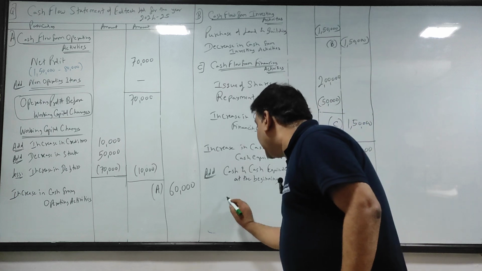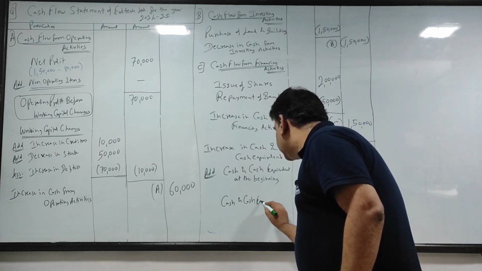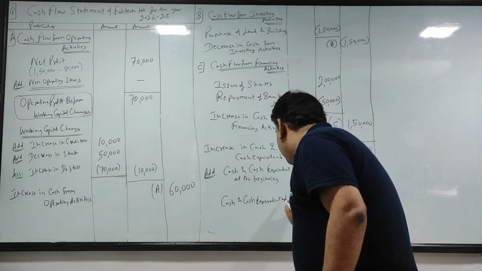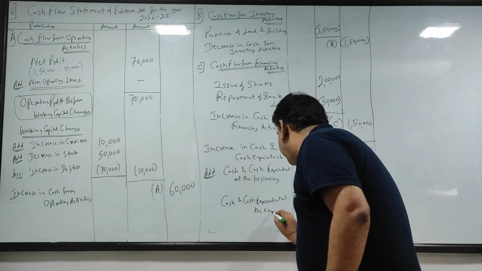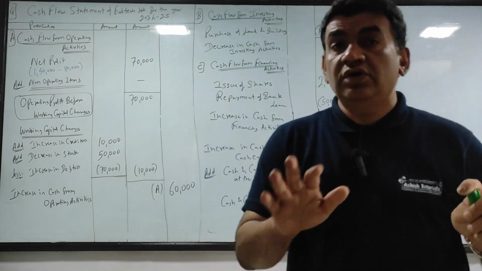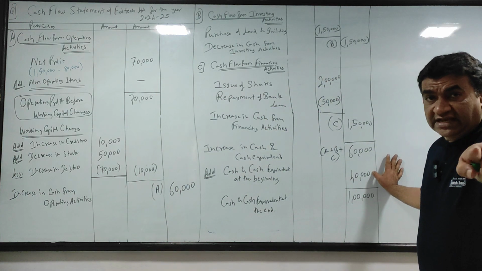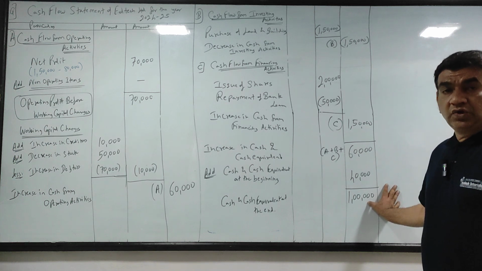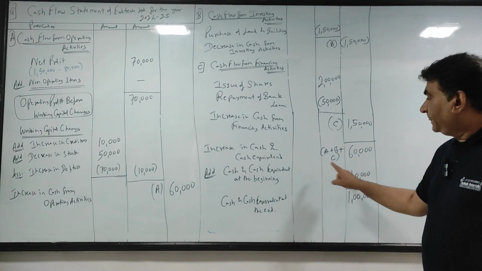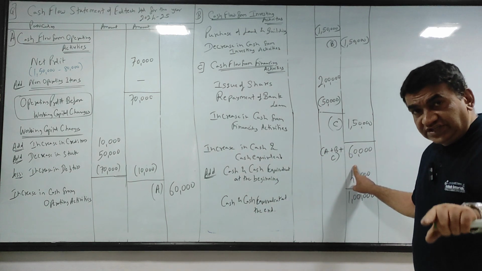So against this 1 lakh, you will write cash and cash equivalent at the end. That's it. This is your cash flow statement. Remember I told you to keep cash and bank pending. Now look, 40 you wrote here as opening cash and bank, 1 lakh you wrote here as closing cash and bank, 1 lakh minus 40 automatically 60. So when you write this, the difference has to be equal to the difference of cash and bank.